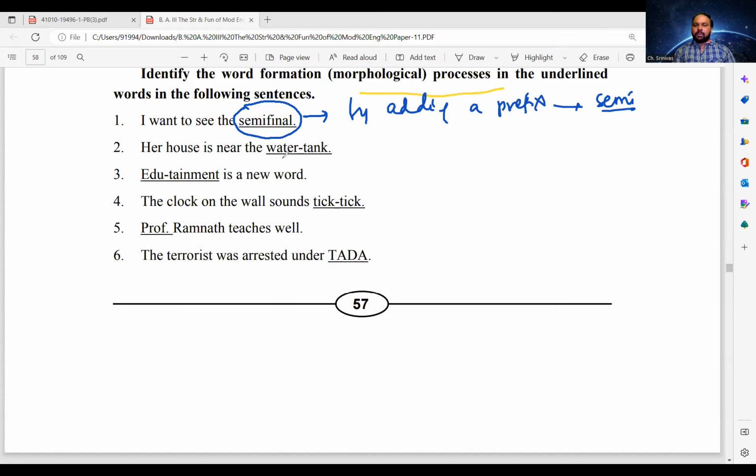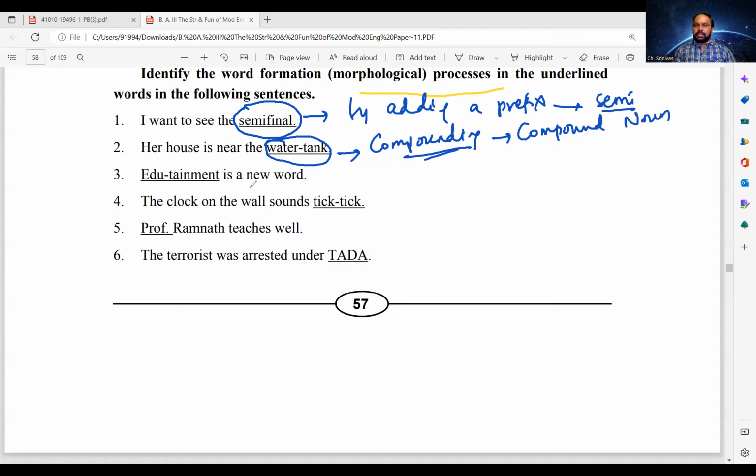The house is near the water tank. So how is the word water tank formed? Water tank ane word ela form cheyabadindi. It is compounding. We call it compounding. So water, noun, tank, noun, and these two are used to make a compound noun. Compounding technique vaadabadindi.